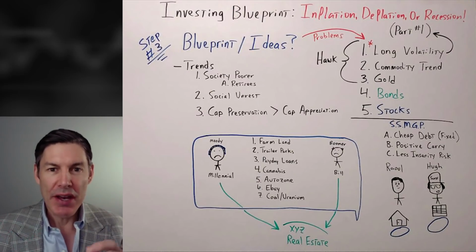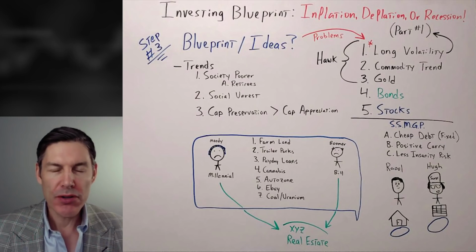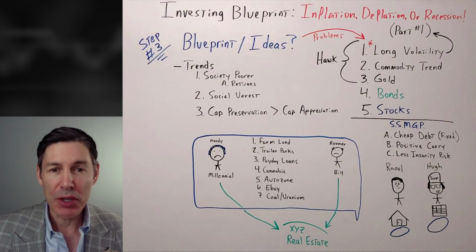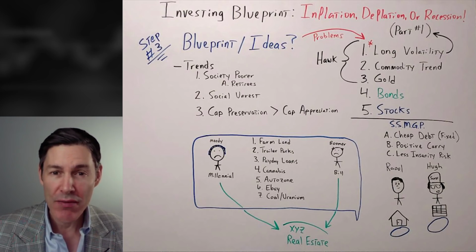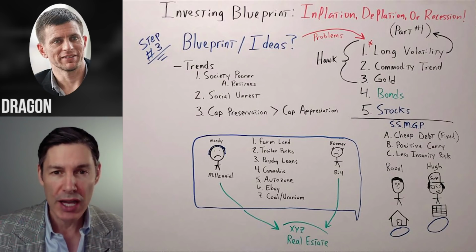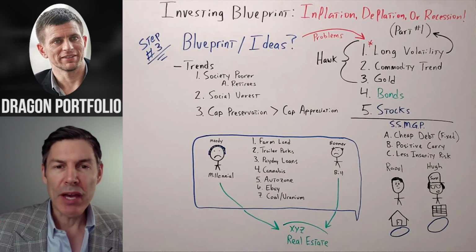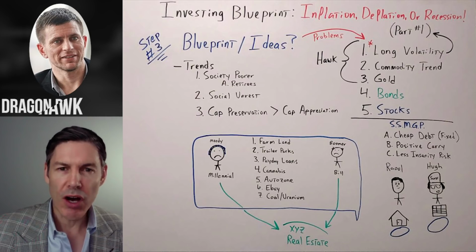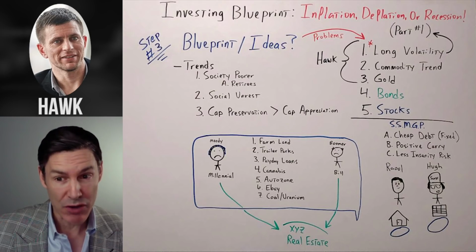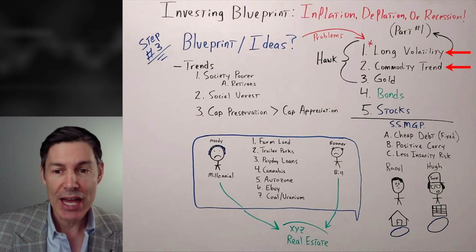Step number 3! Now let's go into some specific ideas for your personal investing blueprint that'll help you survive and thrive in a cycle of inflation, deflation, and a recession. We know for sure that Chris Cole's Dragon portfolio is a great starting point for all of us. And what makes it unique from normal portfolios is the hawk portion, or the portion that does well in a hawk cycle, a deleveraging. This is long volatility, commodity trend following, and gold.